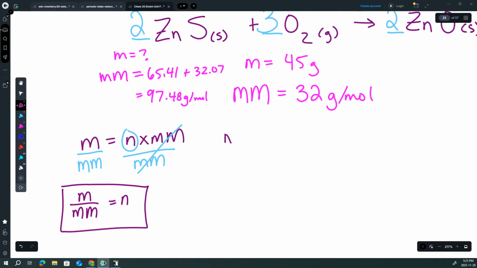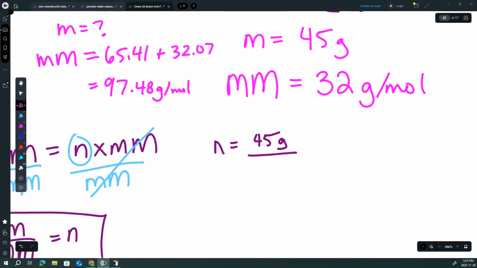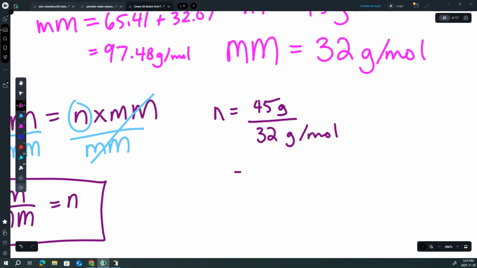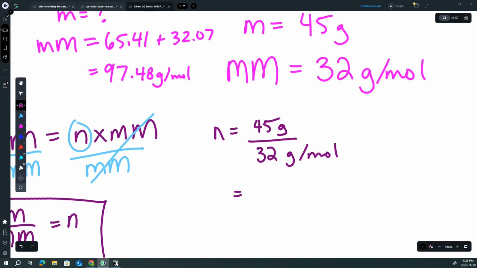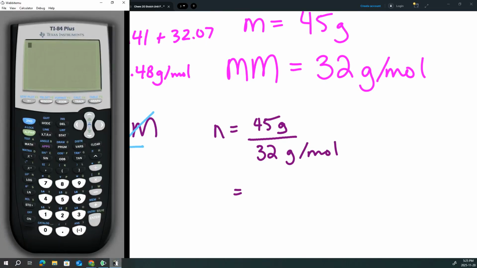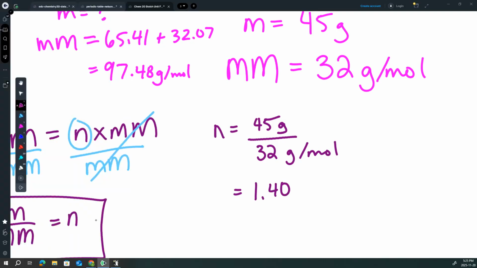Okay, so moles is equal to our mass of oxygen, 45 grams, divided by our molar mass of oxygen, which is 32 grams per mole. Remember that the mass and the molar mass that you use have to belong to the same substance. So 45 divided by 32, let's do that. That gives us 1.40625. So that's moles of oxygen.